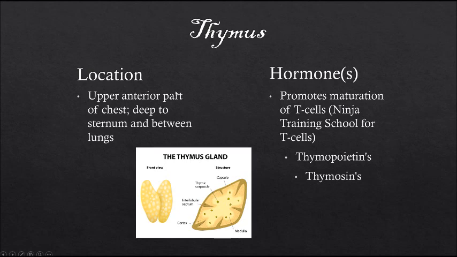To conclude this, we have the thymus, whose location is the upper anterior part of the chest, deep to the sternum and between the lungs. Its main hormones are thymopoietins and thymosins that promote the maturation of T cells, also known as the ninja training school for T cells.